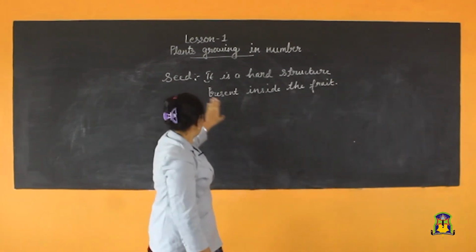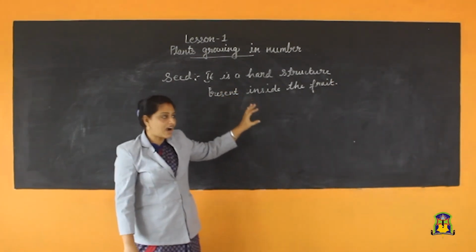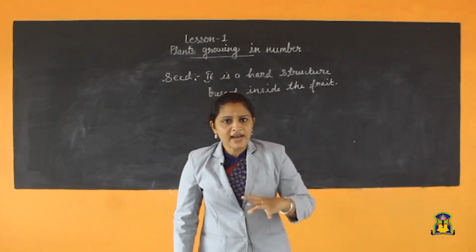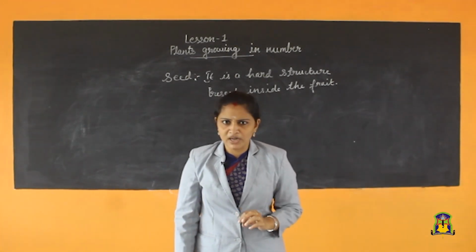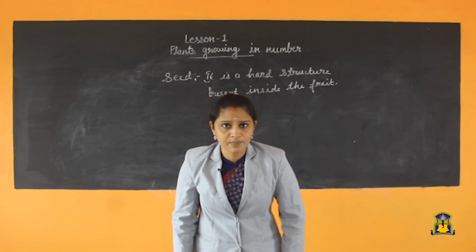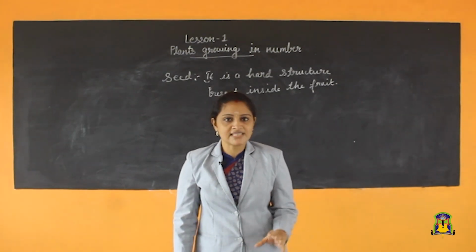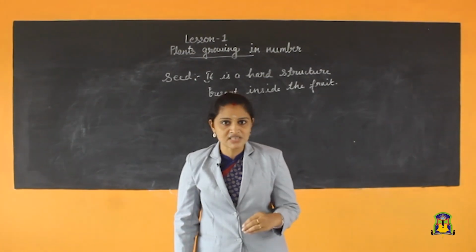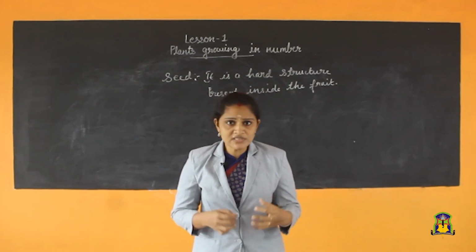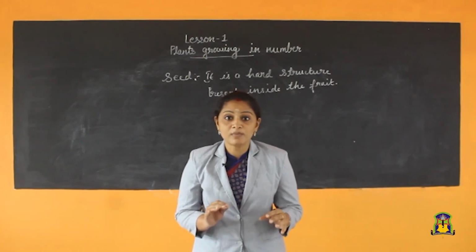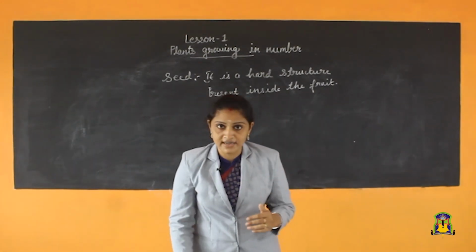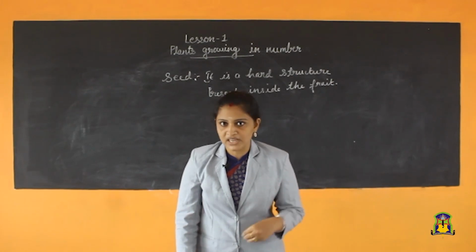So children, what is seed? It is a hard structure present inside the fruit and the plants produce many number of seeds, but all the seeds will not germinate to form a plant. Why? Do you know why? Because some seeds are eaten by the animals and some seeds are destroyed by rain, wind and all. And some seeds didn't get suitable conditions for germination. Okay, so these are the reasons why all the seeds do not germinate.